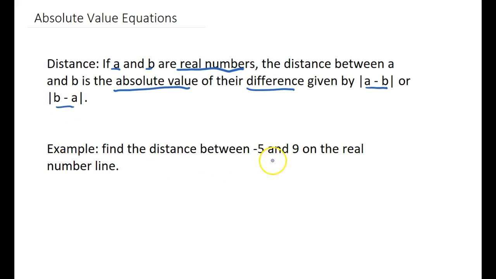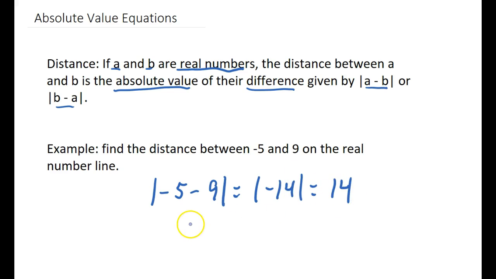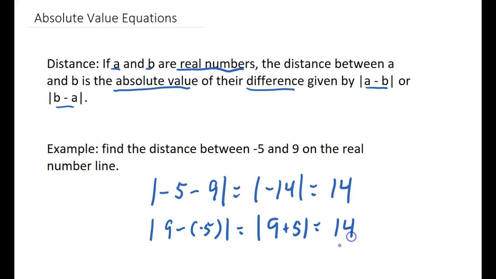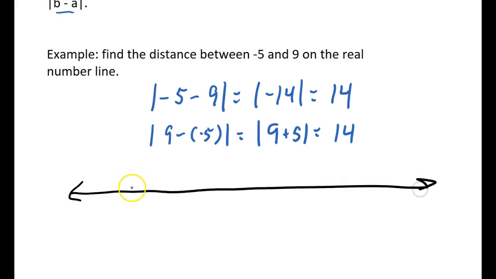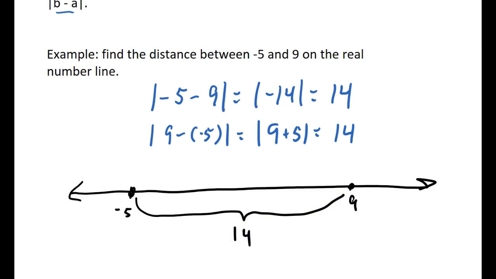So find the distance between -5 and 9 on the real number line. We're going to do absolute value of -5 minus 9, which is the absolute value of -14, which is 14. Or we could do the absolute value of 9 minus -5, which ends up giving us the absolute value of 9 plus 5, which is 14 again. So what that means is that if we were on a number line and I had a point at -5 and I had a point at +9, then the distance between those points would be 14 units.